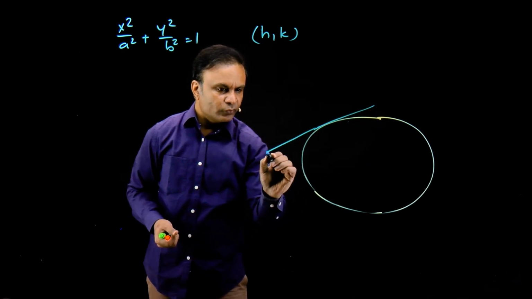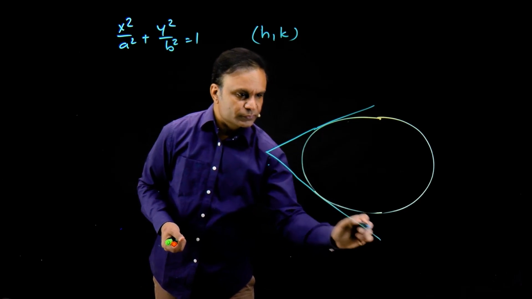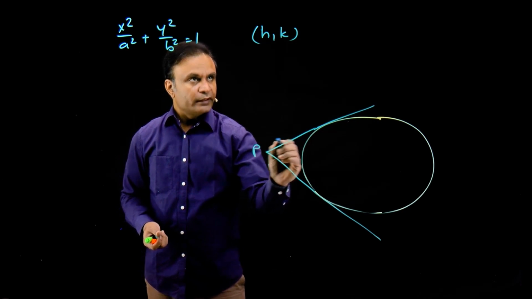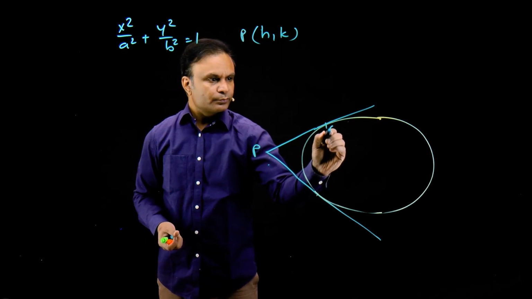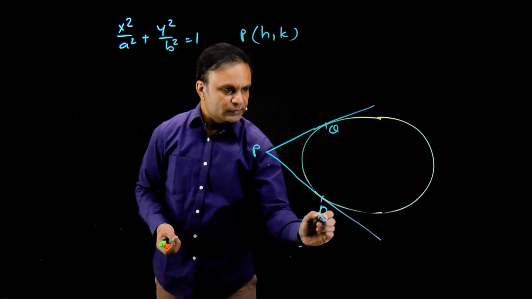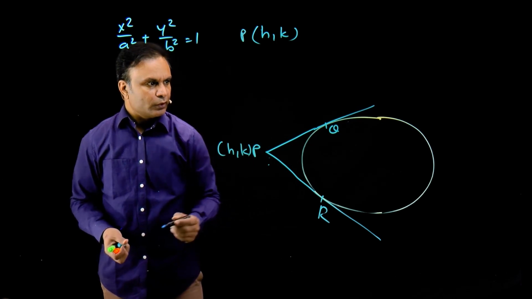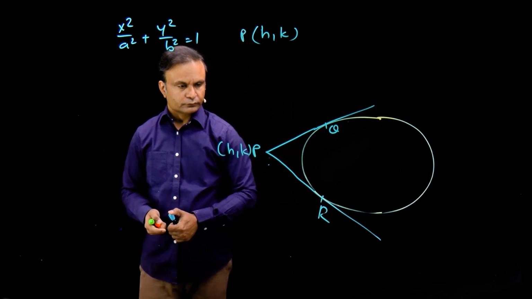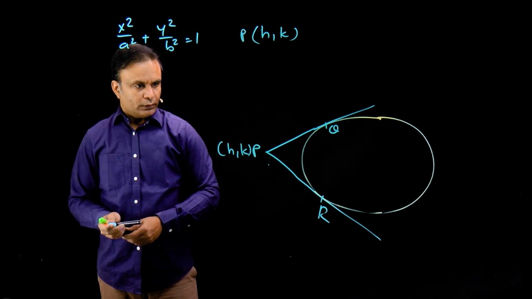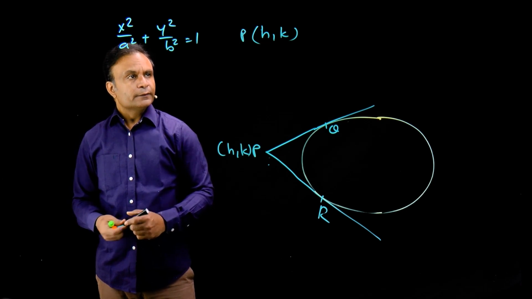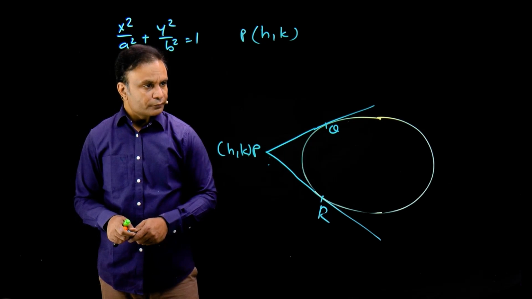From this point I am drawing two tangents to the ellipse. This is point P, this is point of contact Q, and this is R. This point has coordinates h comma k. Okay, now we know how to get equations of tangents.